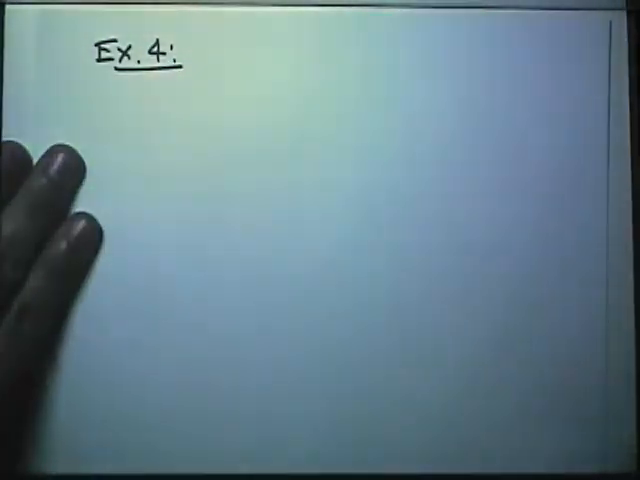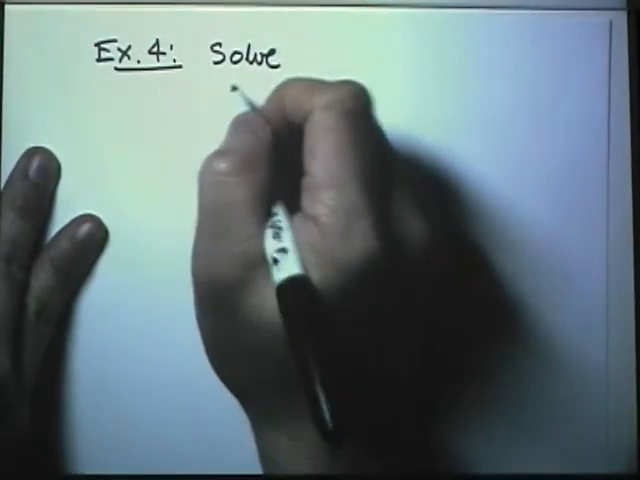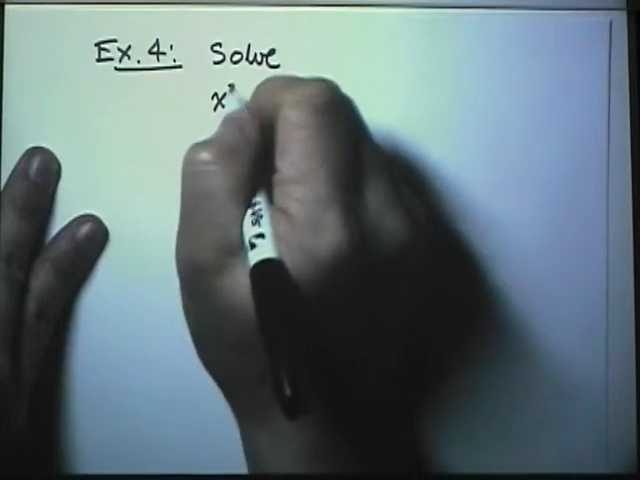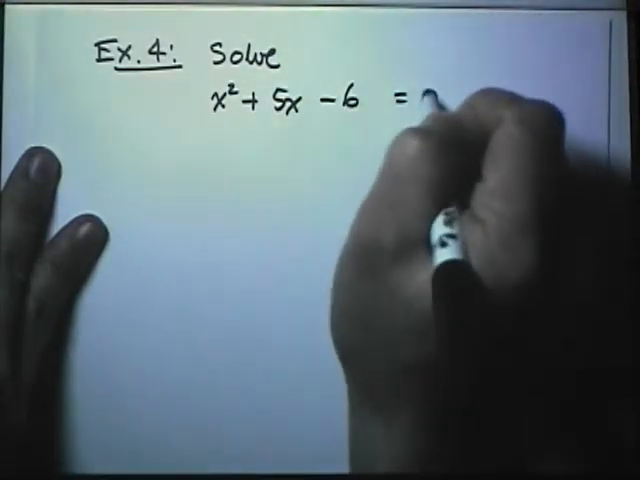As another example, we can look at another one. And once again, at some point, if you lose me, you always have the option to rewind the video to learn it again. So now I'm going to look at example 4. Still, we're looking at the completing the square technique. I want to solve the equation x squared plus 5x minus 6 equals 0.